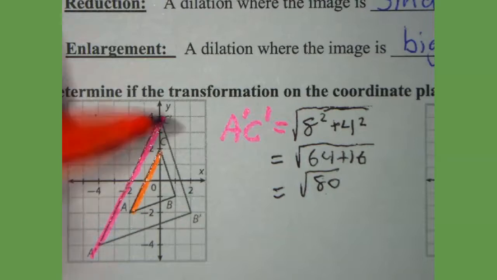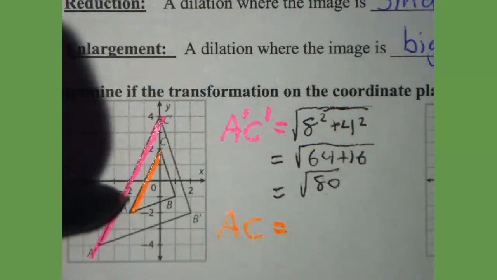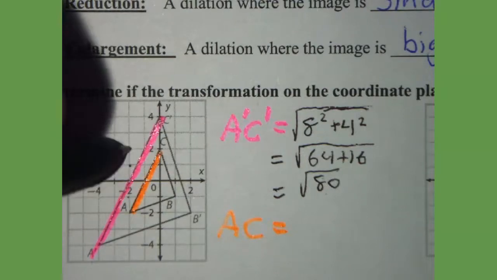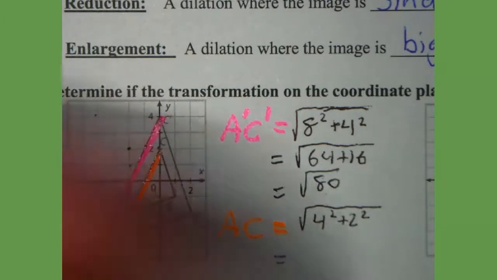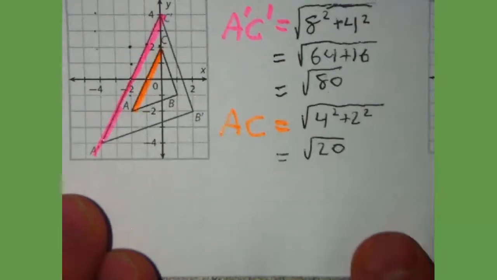And then let's do AC, which is up 1, 2, 3, 4. 4 over 2. And here we have 16 plus 4, which is 20. As long as you have a grid, you always want to use the distance formula. All right, and then let's calculate the ratio.